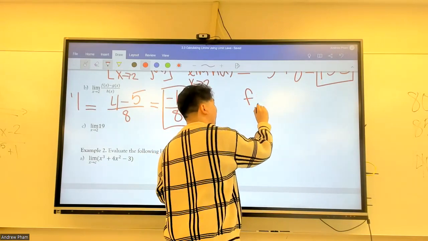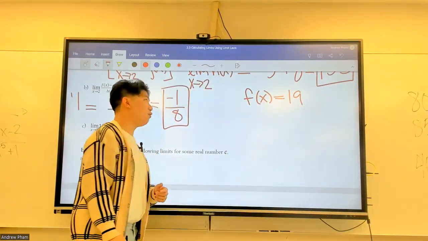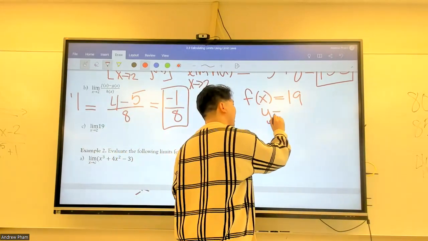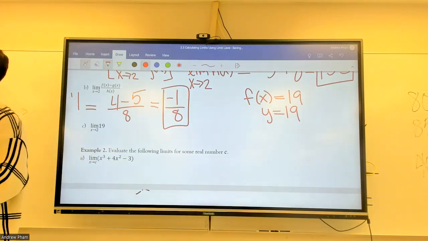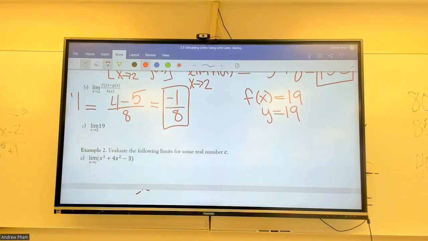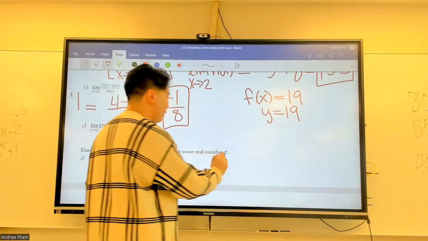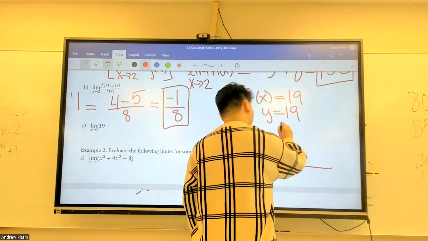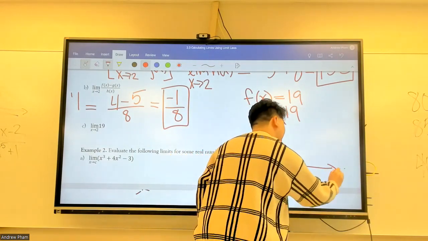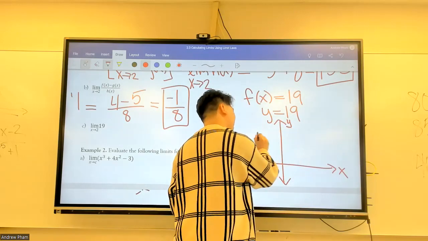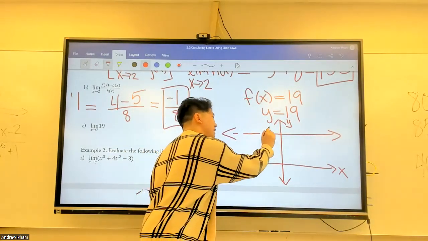So I'm taking the limit of the function. Let's call it f of x is 19. Or you can say y is equal to 19. Does anyone remember what that graph looks like? It's a flat line because it's a constant. In particular, again, if you want to draw it, here's my very quick sketch of it. Here's my x-axis, my y-axis. It's quite literally a flat line at 19.